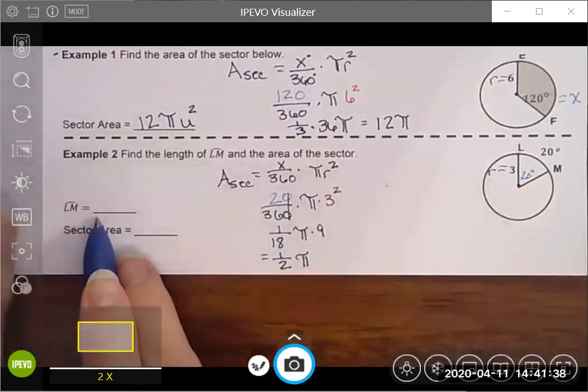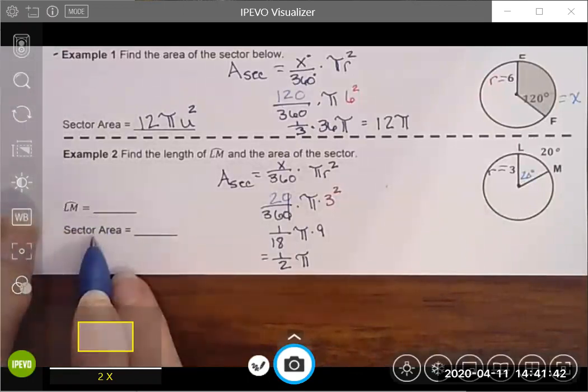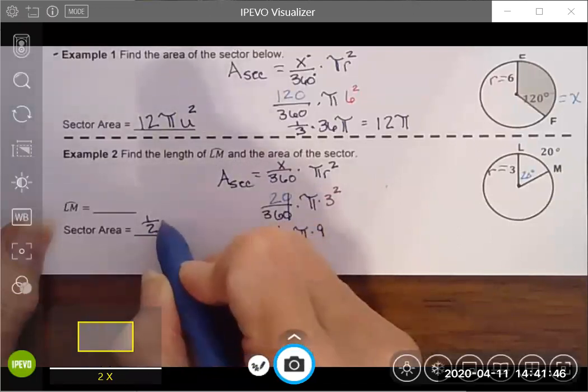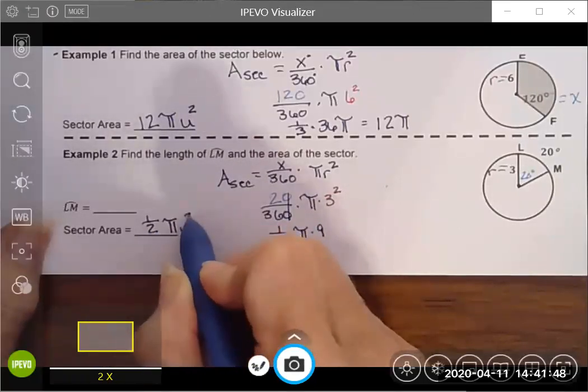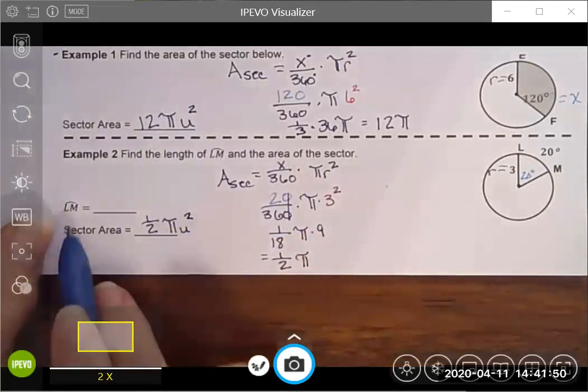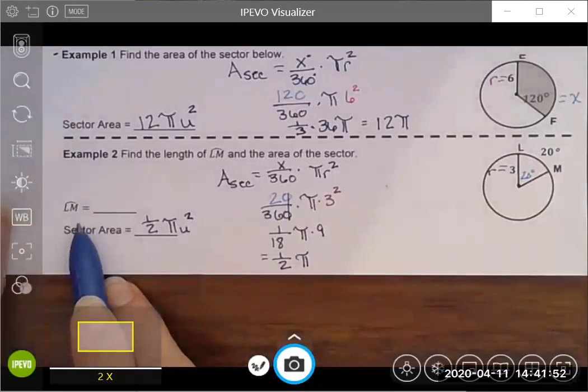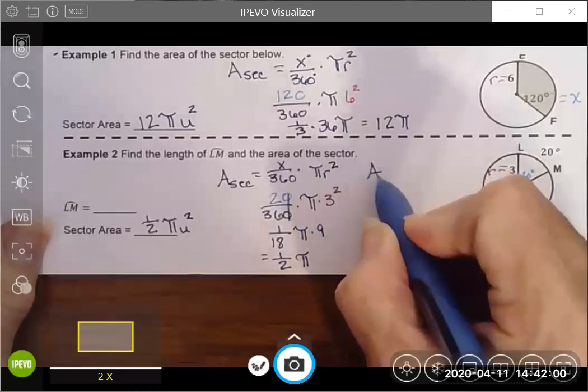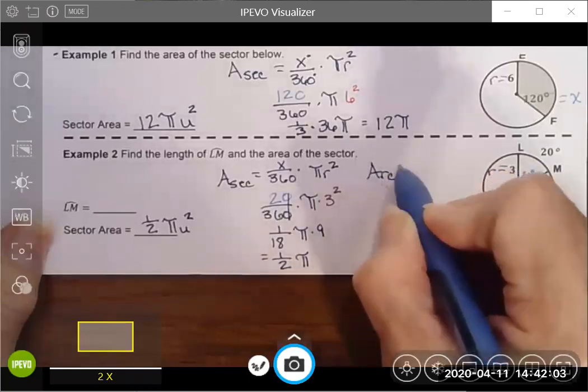The arc length, we have not calculated yet. We'll do that in a moment. The sector area we calculated as being 1/2 pi units squared. And I'm not going to lie, when I looked at this, I thought it was just asking me for the measure of the arc LM, but I think it's actually asking me for the arc length. I can calculate that. Let's see, arc length.